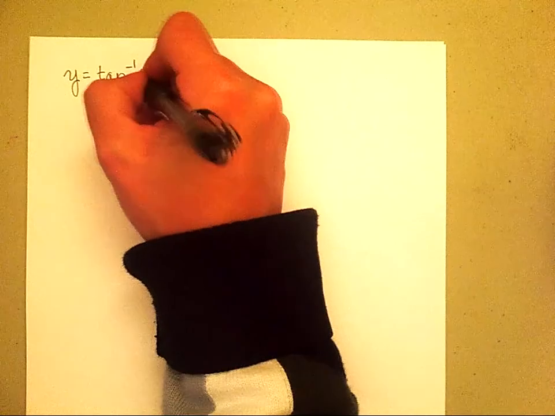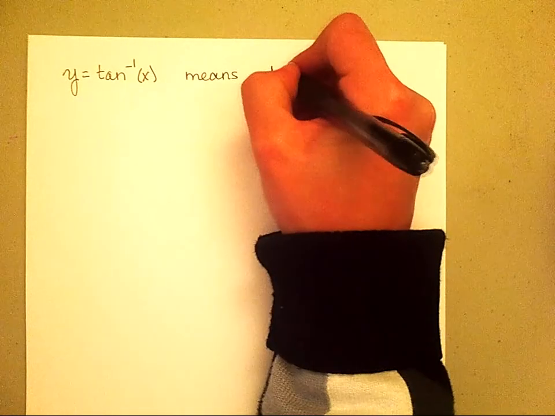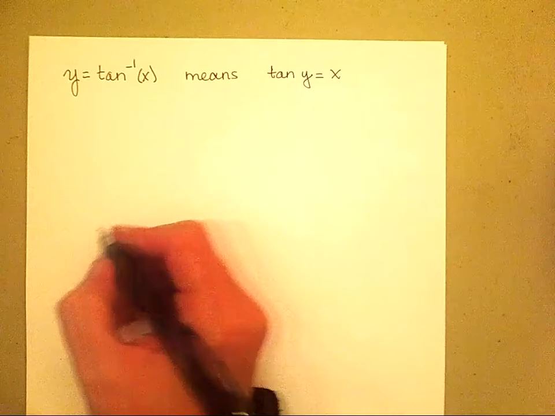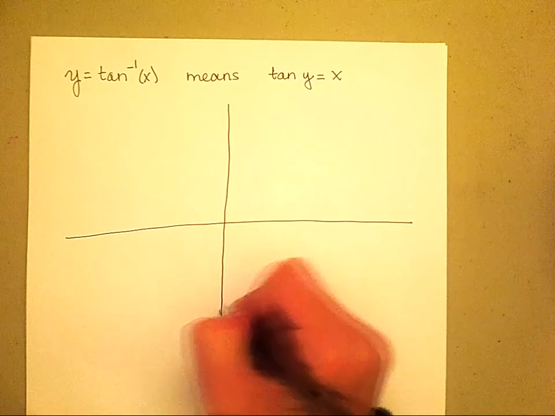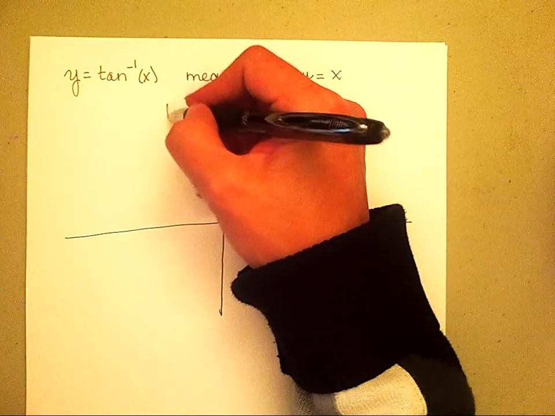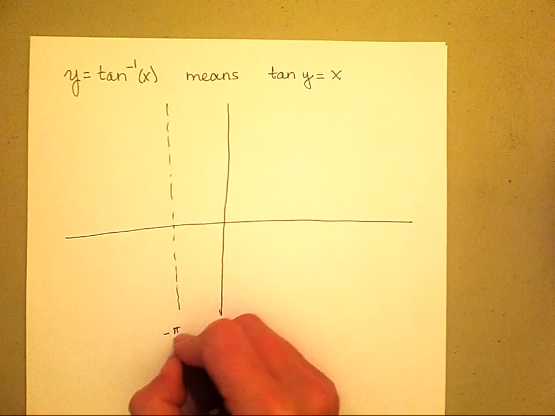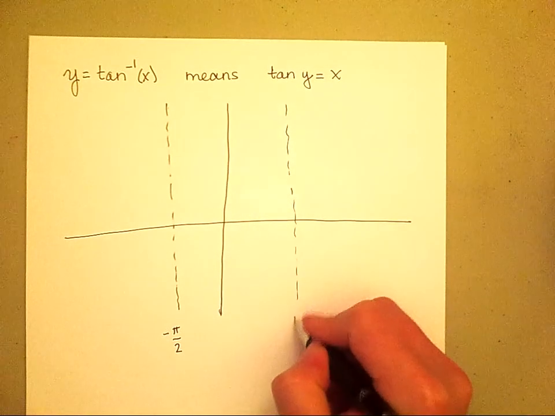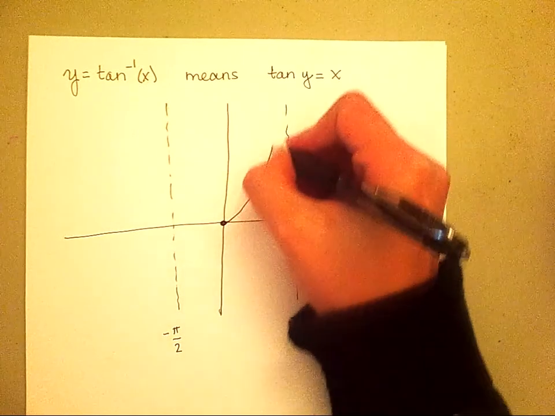So if we're graphing y is equal to the inverse tangent of x, well, that means that I'm flip-flopping things, so I'm taking the tangent of y is equal to x. Okay. So this one, let's look at one cycle of tangent. Now, one cycle of tangent goes from negative pi over 2 to pi over 2. Okay? And it looks like so.